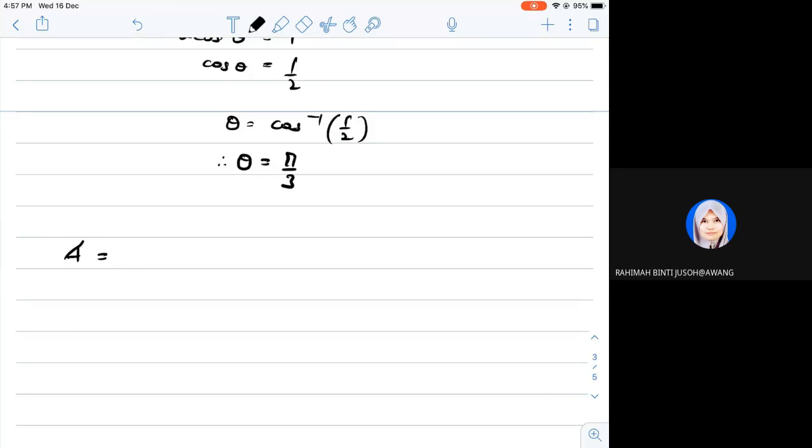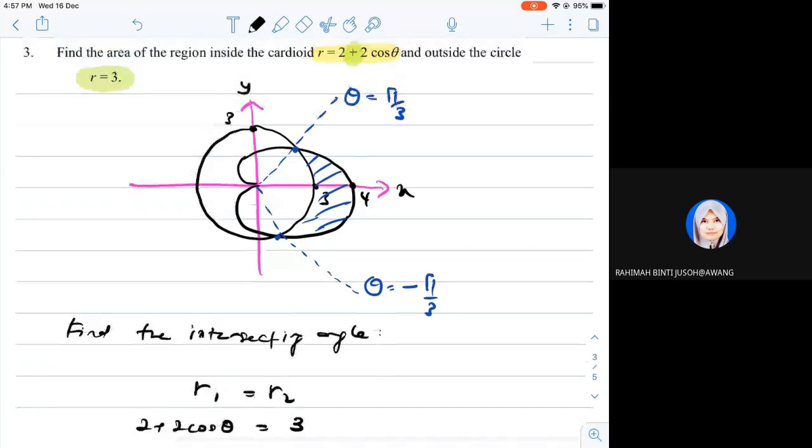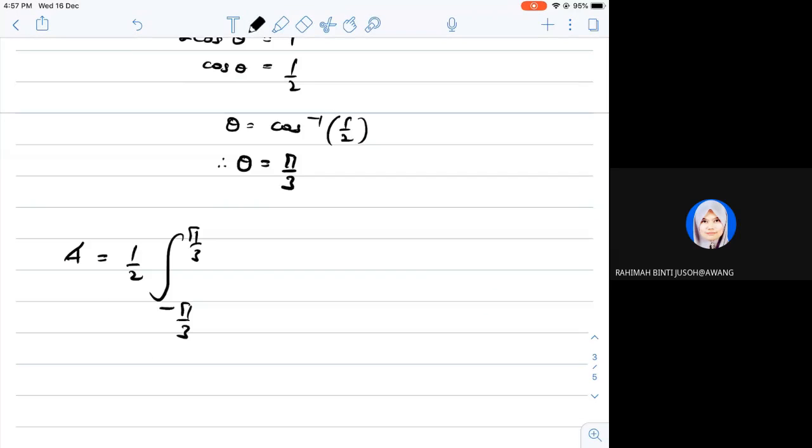A equals 1 over 2 integration from negative pi over 3 until pi over 3. Okay guys, so which one? Circle minus cardioid or cardioid minus circle? Cardioid minus circle. Okay, yes, that's correct. Cardioid minus circle. So the cardioid is 2 plus 2 cos theta. Don't forget you have to put squared because the formula is r squared. Minus the circle. The circle is 3, so 3 squared d theta.